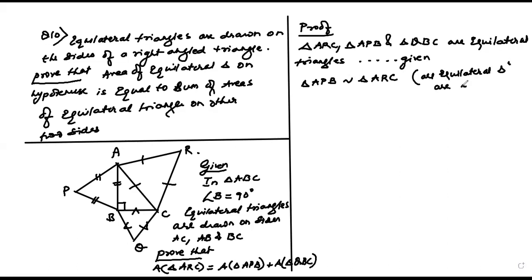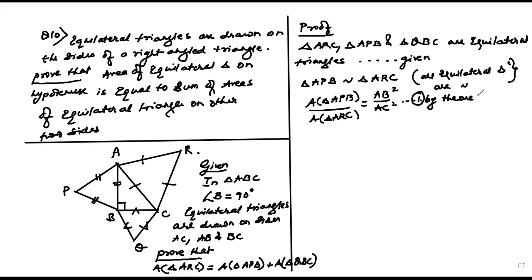All equilateral triangles are similar. If the equilateral triangles are similar, children, then what is the theorem on area? Because it's an area question. Therefore, area of triangle APB upon area of triangle ARC, be smart enough to involve the sides. Area upon area is side square upon corresponding side square. AB square upon AC square, the sides of these equilateral triangles. This is my statement number 1, by theorem on areas of similar triangles.